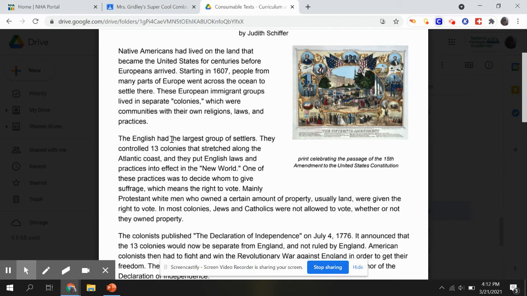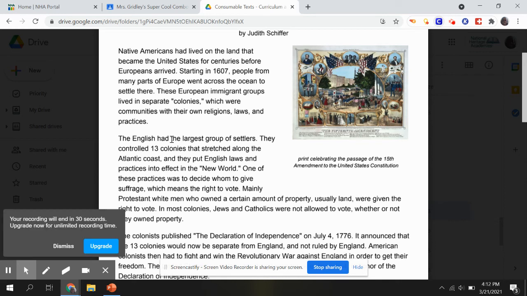Then, starting in 1607, people from Europe started to come to America and form the 13 colonies. Next, the colonists made laws and decided who could vote. They decided that mainly Protestant white men who owned land were allowed to vote, while others, like Jews and Catholics, could not. Since I'm learning about what happened in the order that it occurred, first this happened, then this happened, after that, this happened, I can tell now that this section is organized in chronological order.